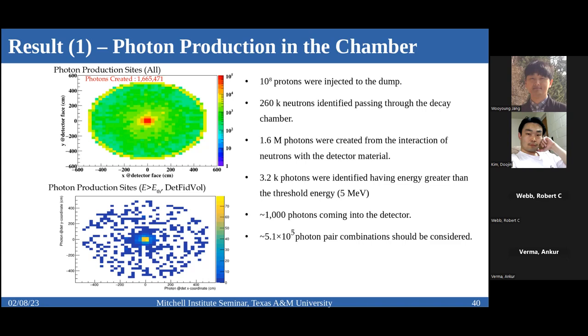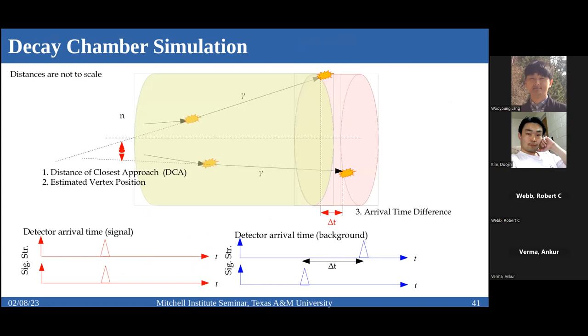Another selection we can make is the distance of closest approach and estimated vertex position cut. This uses two different photons and extrapolates their tracks back to their original vertex. If they match together within some specific distance, then we cannot distinguish whether they are background or created by the ALP decaying. So that is one selection criterion that you can use to reject some of these beam related neutrons.